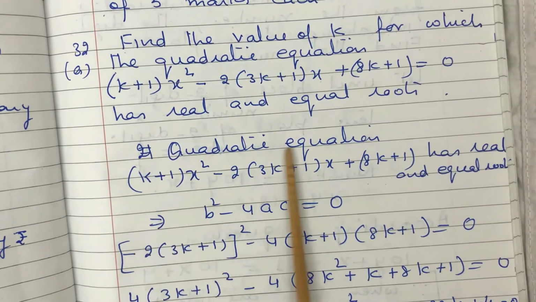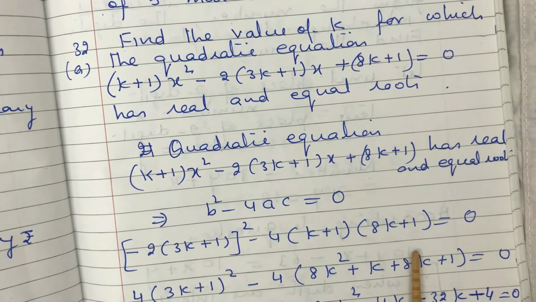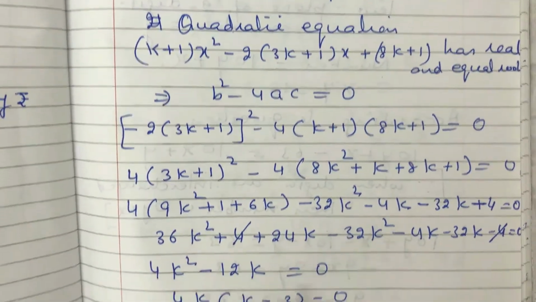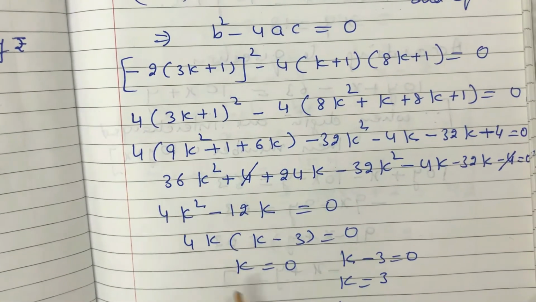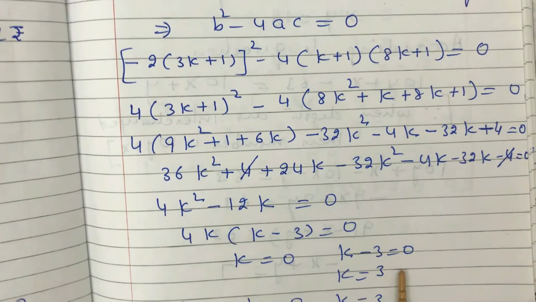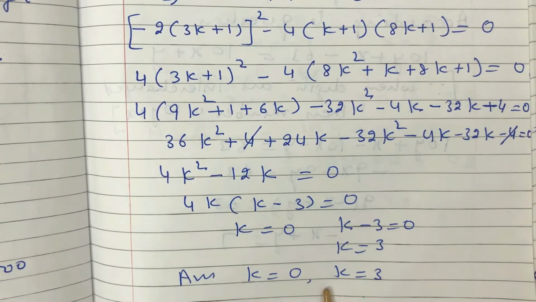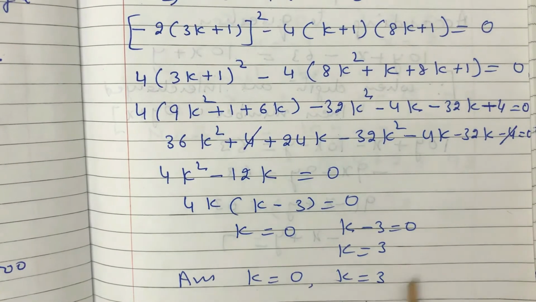Now this is a, this is b, and this is c. So substitute the values. After substituting the values and solving this, we will get 4k(k - 3) = 0. It means either k is 0 or k is equal to 3. And we will check for these two values, the quadratic equation has equal and real roots. So this is the answer.